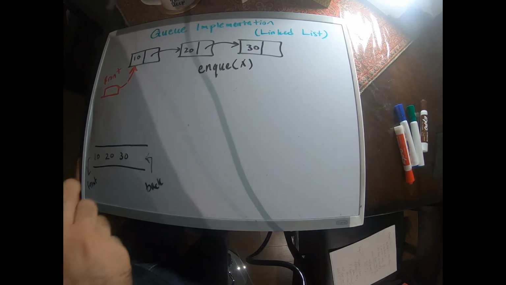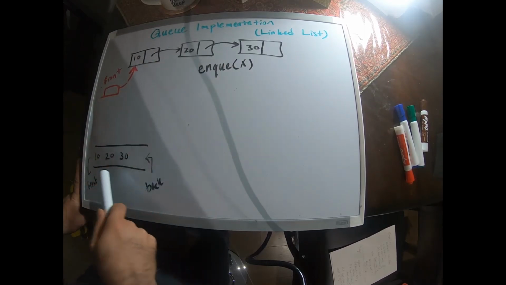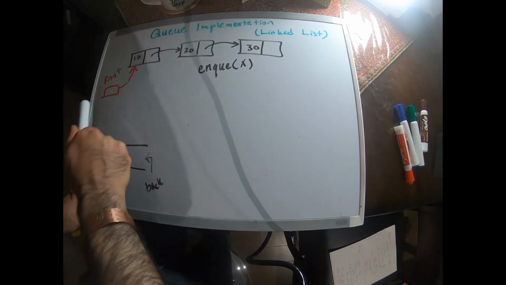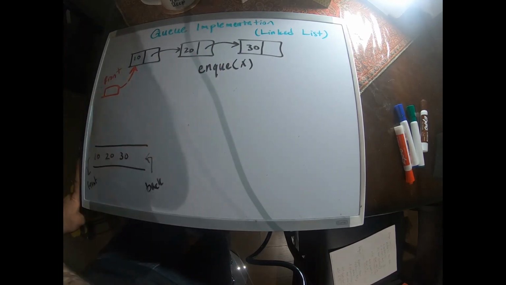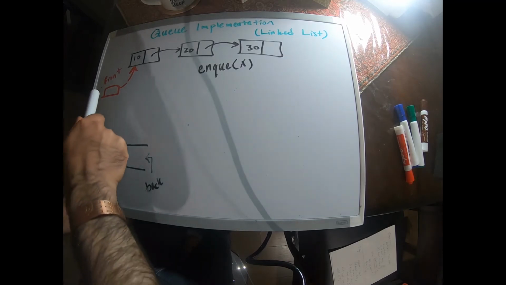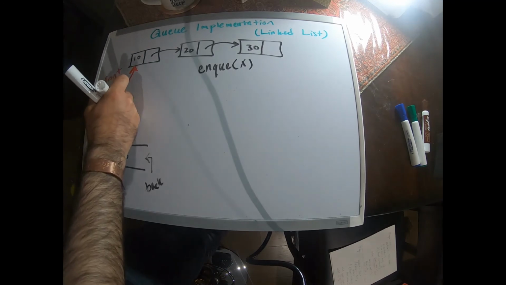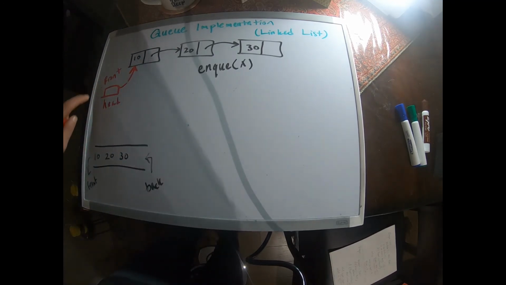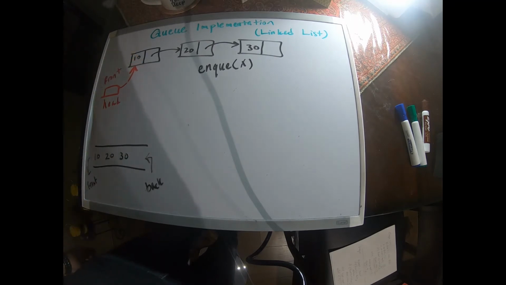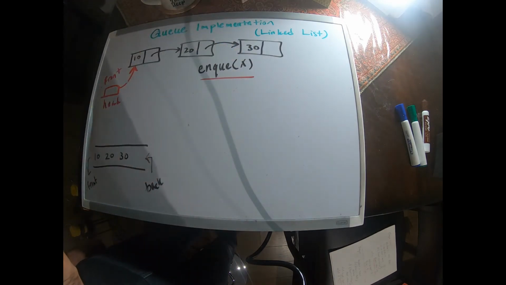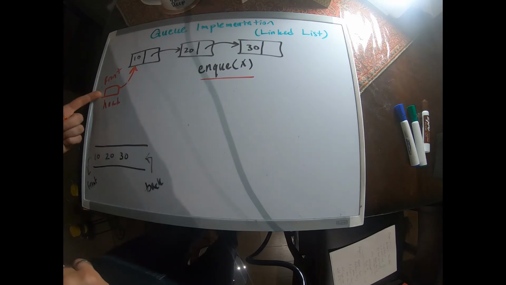So let's see that if we have this queue so far, 10, 20, 30, and this is the front. This is basically the head pointer, which is also the front of the queue. If I want to enqueue another number, let's say if I want to enqueue 40 here, can I do it through the same pointer?